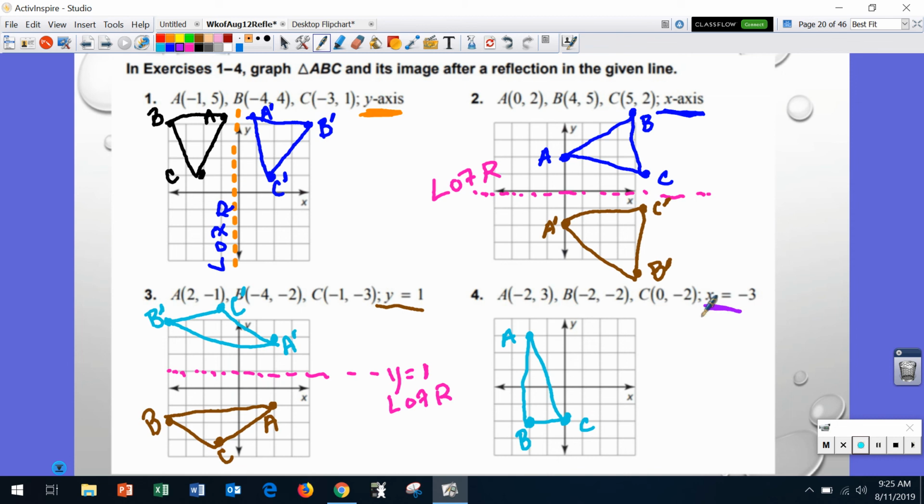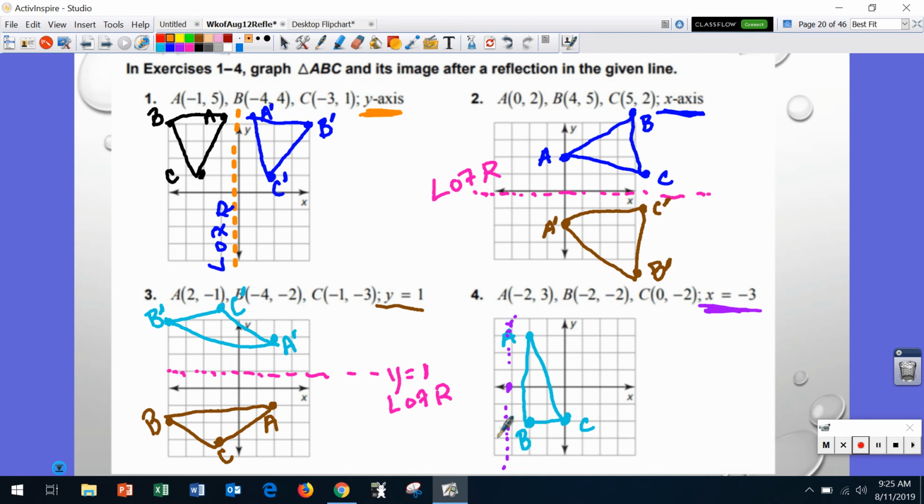And then now this time it says x equals -3. So I'm going to go x equals -3. So I'm going to go over to the x where it's -3 at. 1, 2, 3. There's -3. And I'm going to draw that line of reflection. And then we're going to count. And we're going to end up off the grid some.